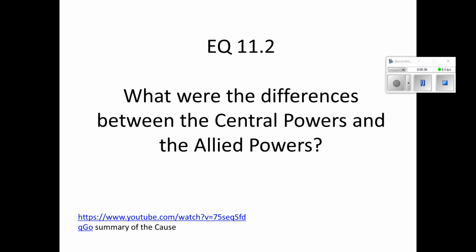Now we're going to turn our attention to talking about who the two teams were fighting in this war and what their differences were, etc.